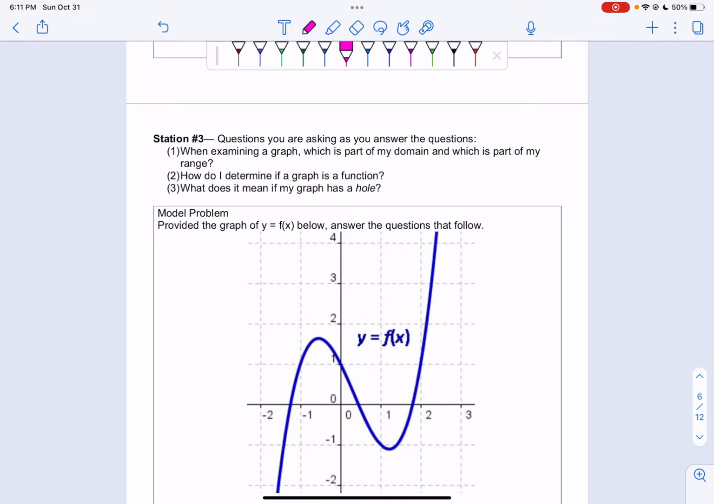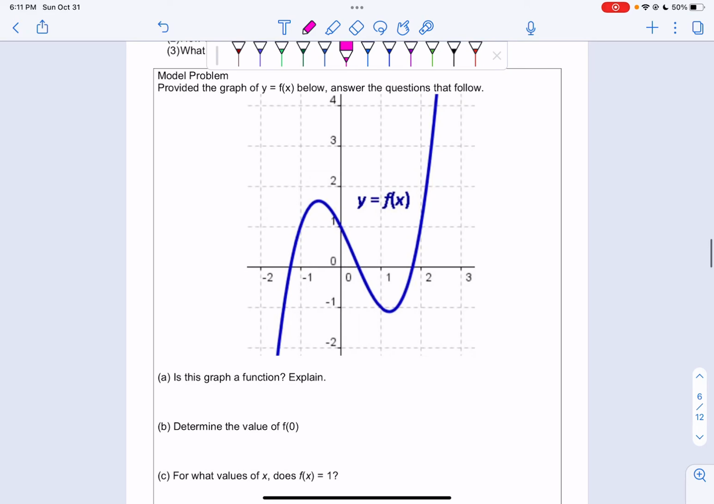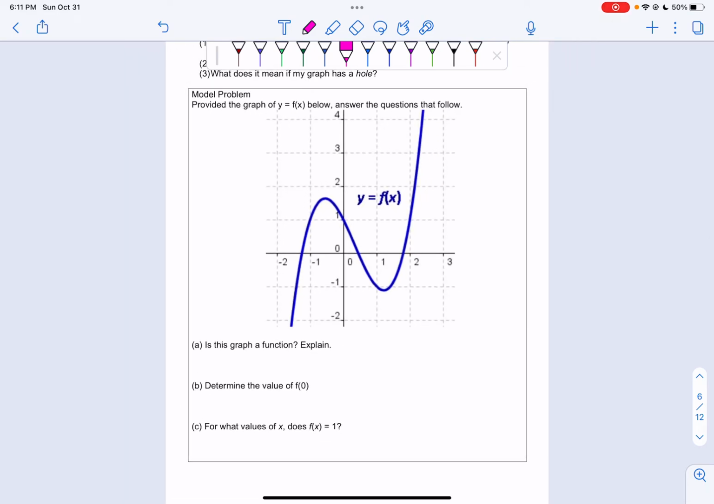How do I determine if a graph is a function, and what does it mean if my graph has a hole? Provided the graph of y equals f of x below, answer the questions that follow.